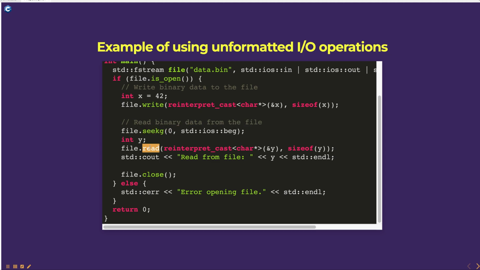The read method is then used to read the binary data from the file and store it in the integer y. Finally, the content of y is printed on the screen.